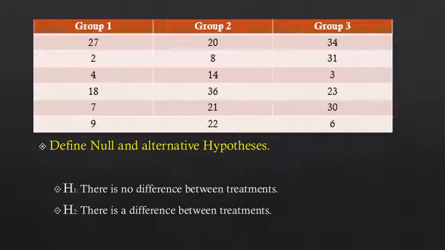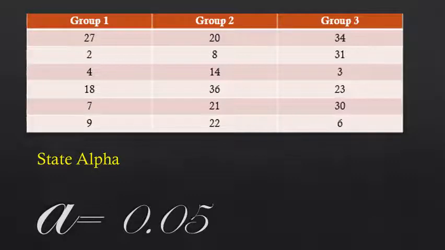Okay, so let's proceed. First, we have to define the null and alternative hypothesis. So based on the three groups in the sample table, our first hypothesis will be there is no difference between treatments. Our second hypothesis will be there is a difference between treatments. Next, second, we have to state our alpha, which was already mentioned a while ago, that our alpha is 0.05.